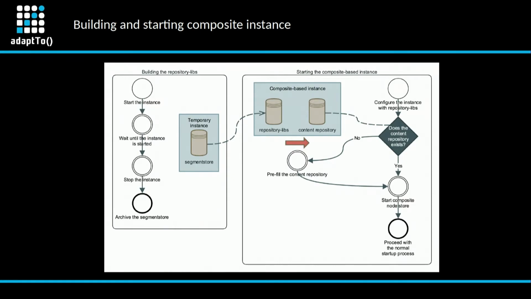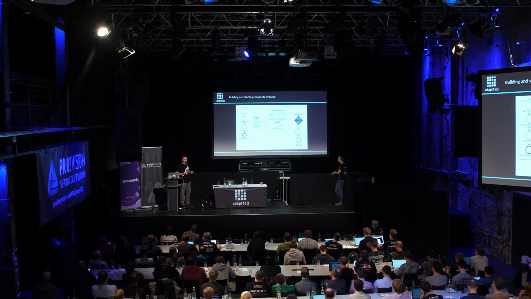So we can now actually try to start the instance based on the Composite Node Store. So we have configured the Composite Node Store to use 2 repositories. The first one is the one that we have just created. And the second one is the content repository. It may be MongoMK or TarMK, as in the normal AEM initialization.